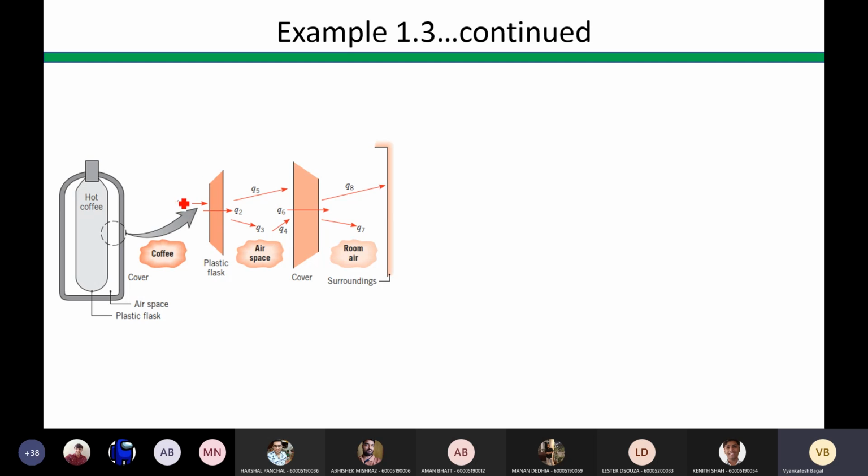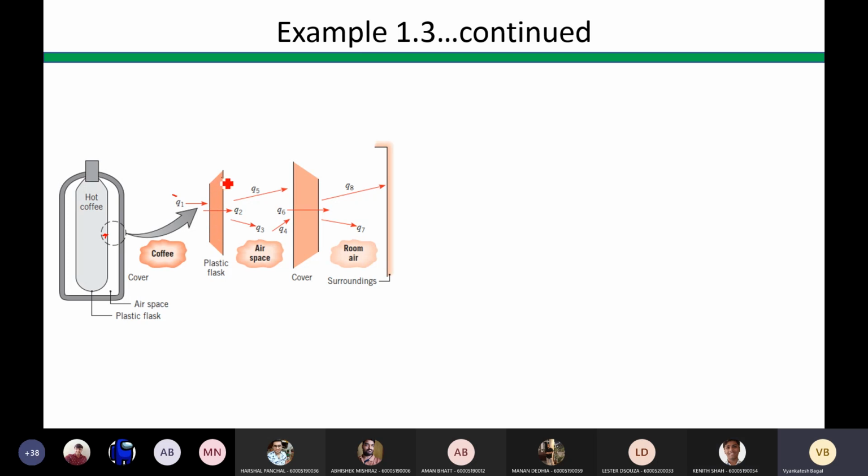So currently just think about these terms, Q1, Q2. What do you think, what could be Q1 now? Now look at the arrow and tell me. So Q1, heat transfer from the coffee to the plastic flask, to the inner face of this flask, right? Yes, inner face of the plastic flask, right?